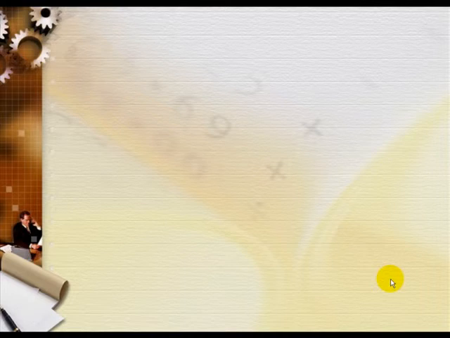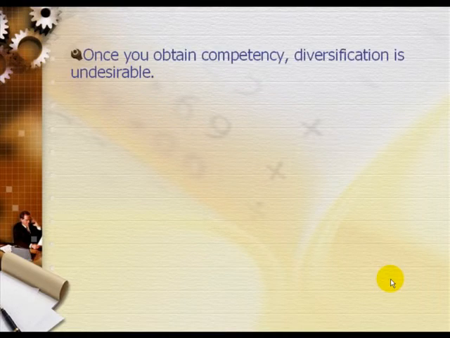Okay, so what are the other rules that we need to be aware of? Well, let me take you through them. First of all, once you obtain competency, diversification is actually undesirable. Now, let me explain what I mean by competency. That means where you're getting a fair degree of accuracy.